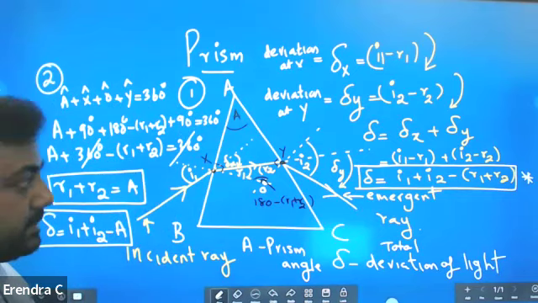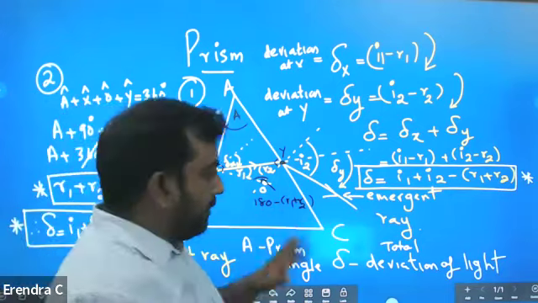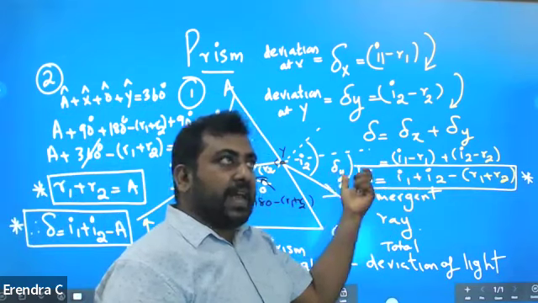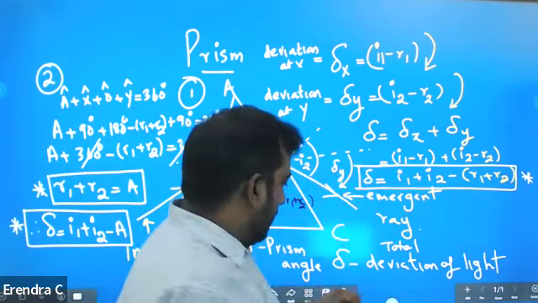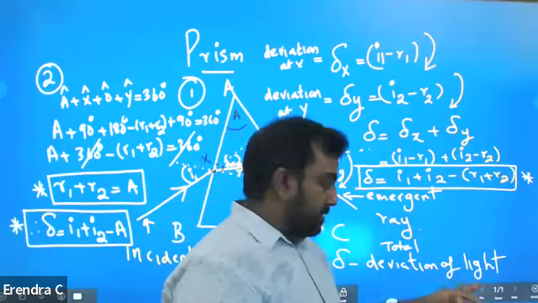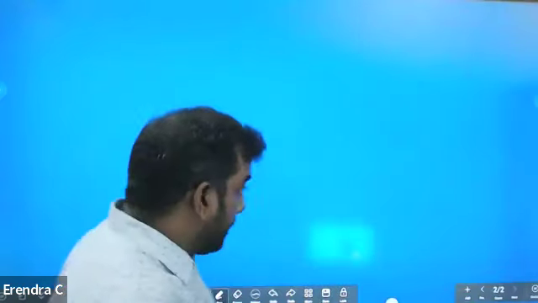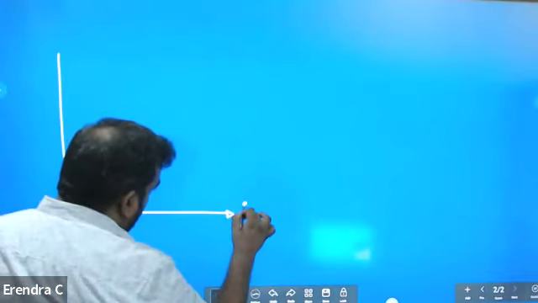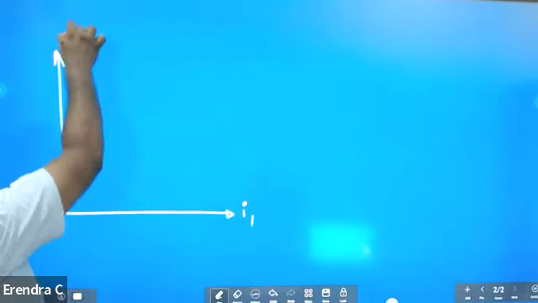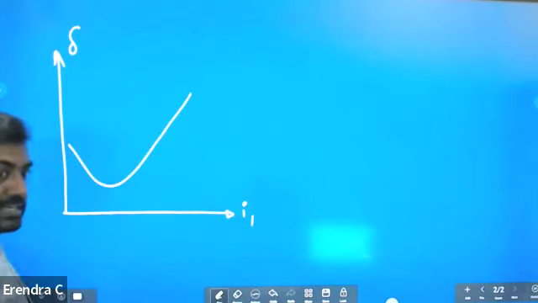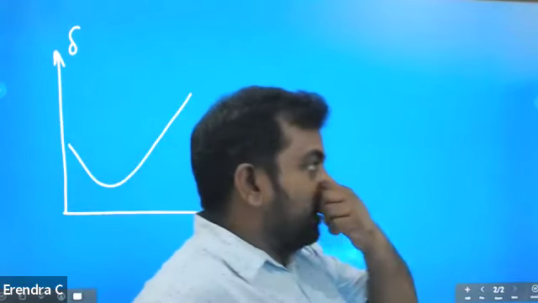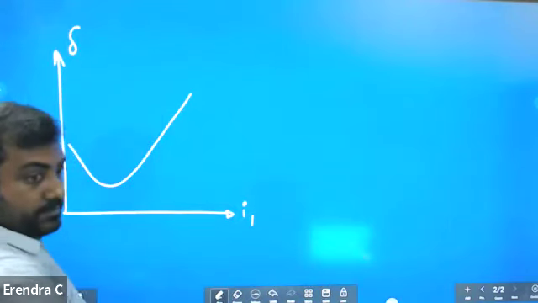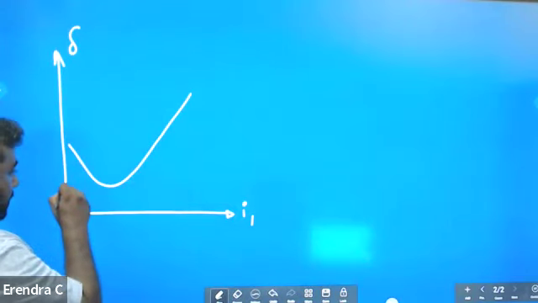So once you get this, you will realize a very important connection. When the angle of incidence changes, the angle of deviation will change. Of course, this depends on the prism angle. So if you take angle of incidence against angle of deviation, you have a variation like this for a particular prism angle. Now, when the prism angle increases, the deviation will also move up. We'll talk about it in a while.